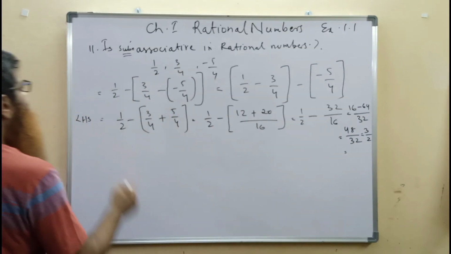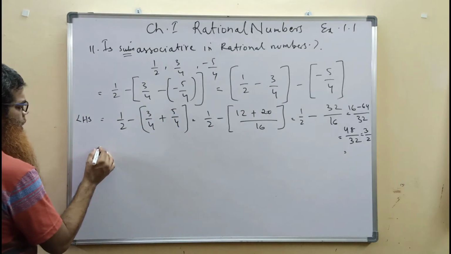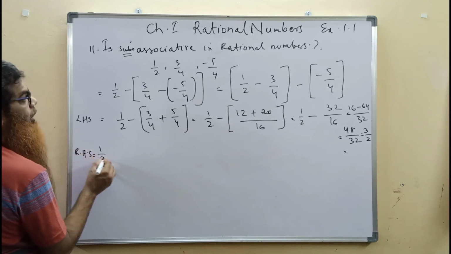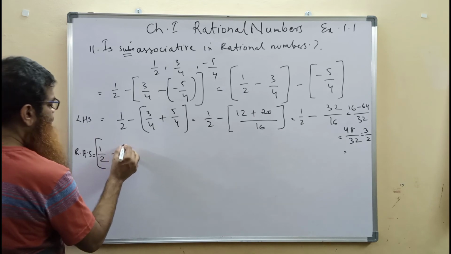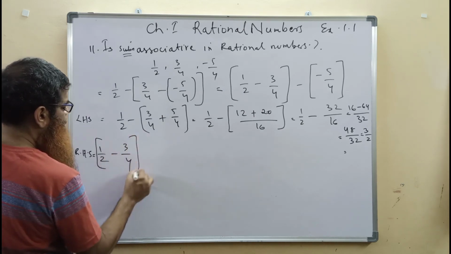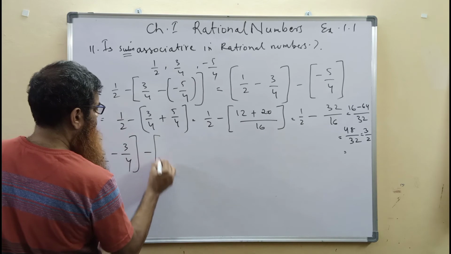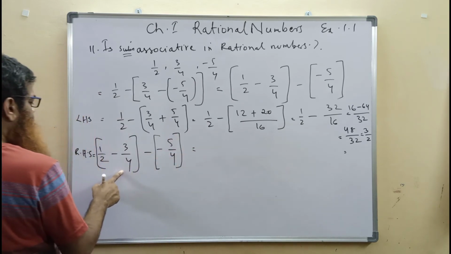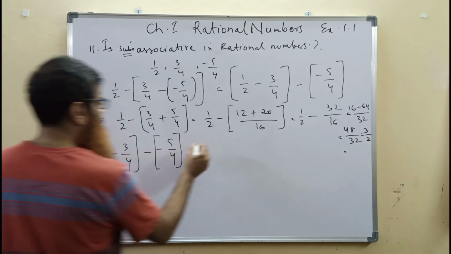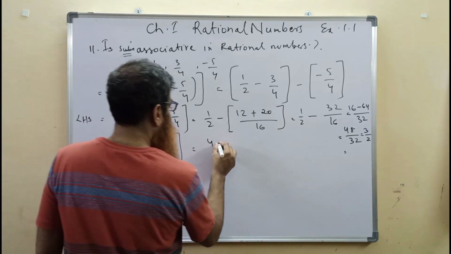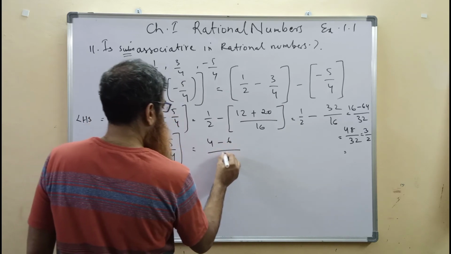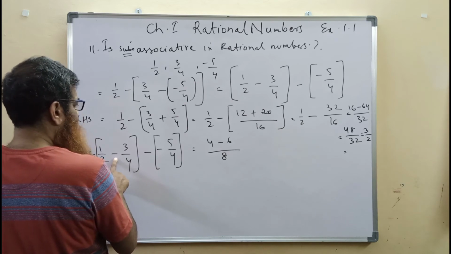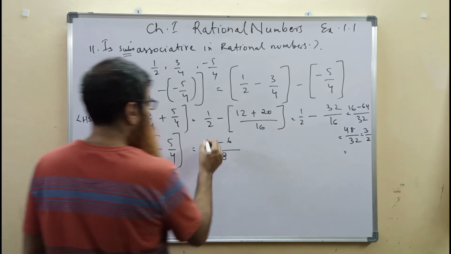Now let's check the equation on the right hand side. RHS is equal to 1 by 2 minus 3 by 4 minus minus 5 by 4, whole minus 5 by 4. Here in the brackets first, 4 ones are 4, 2 threes are 6, minus 6, 4 minus 6 divided by 2 4s are 8.